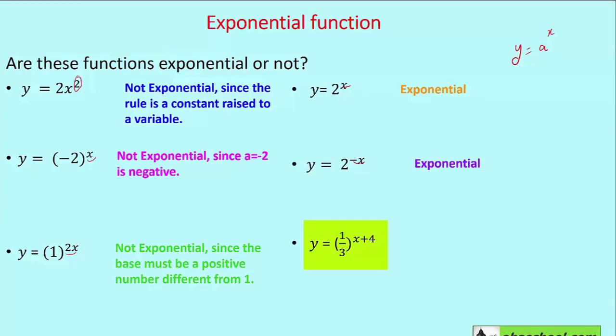Now y equal (1/3) to the power x plus 4. Here, since the index is x plus 4, this means that if we add or subtract from the variable, the most important thing is that there is a variable in that index, the first condition, and the base is 1 over 3, and it is a positive number different from 1. So this is also an exponential function.